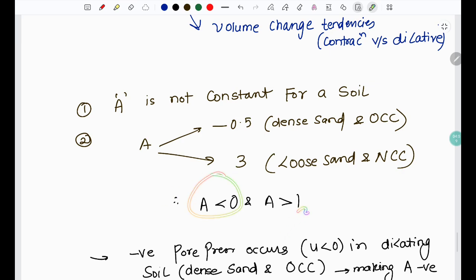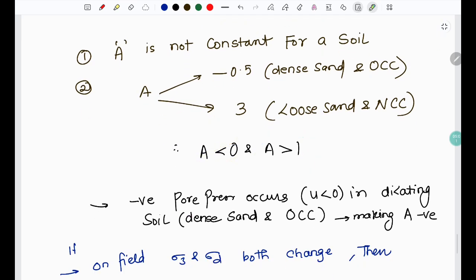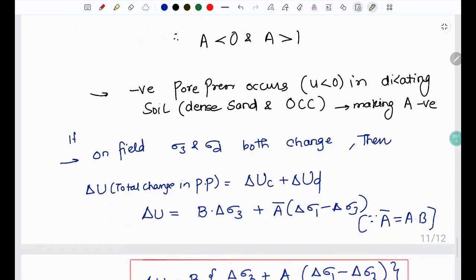So A can be less than 0 and A can be greater than 1. And negative pore pressure occurs in dilating soils such as dense sands and OCC. It makes the A negative for such soils.